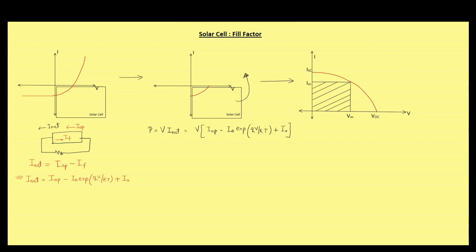Now we have to find the maximum power which can be delivered by the solar cell to the load, and for that we have to differentiate power with respect to potential and equate it to 0. Let the potential and current values at the maximum power be Vm and Im.